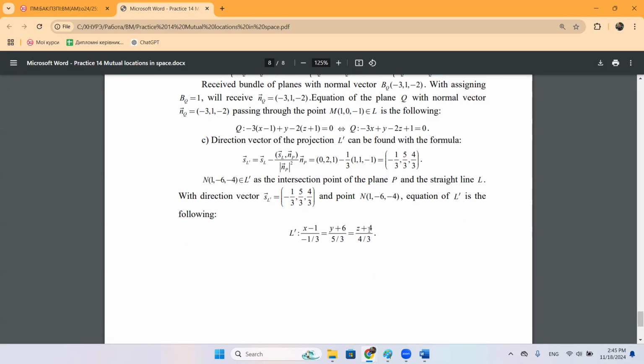Any questions about this task, about previous tasks, previous lessons, and so on? No. No.